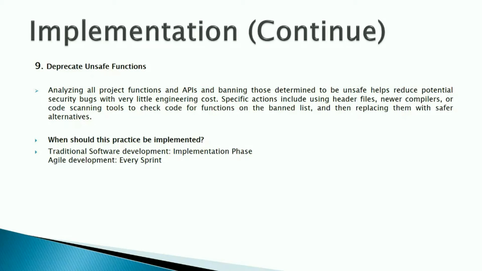If there are some files within the system that we find during the check can be vulnerable to the system or software, then we can replace or remove them or put them on a block list so that they won't be threatening in future. Traditional software development can implement this in the implementation phase, and in agile development it will be every sprint.